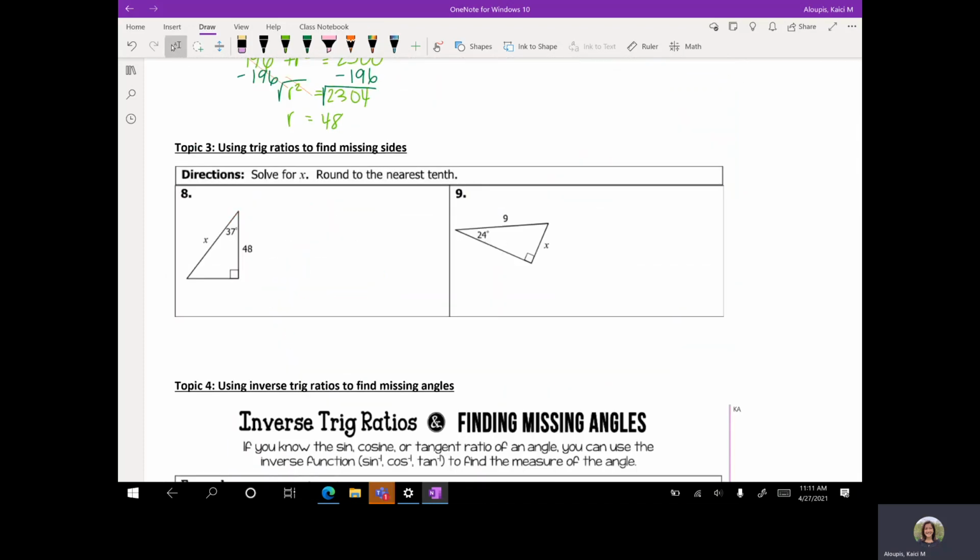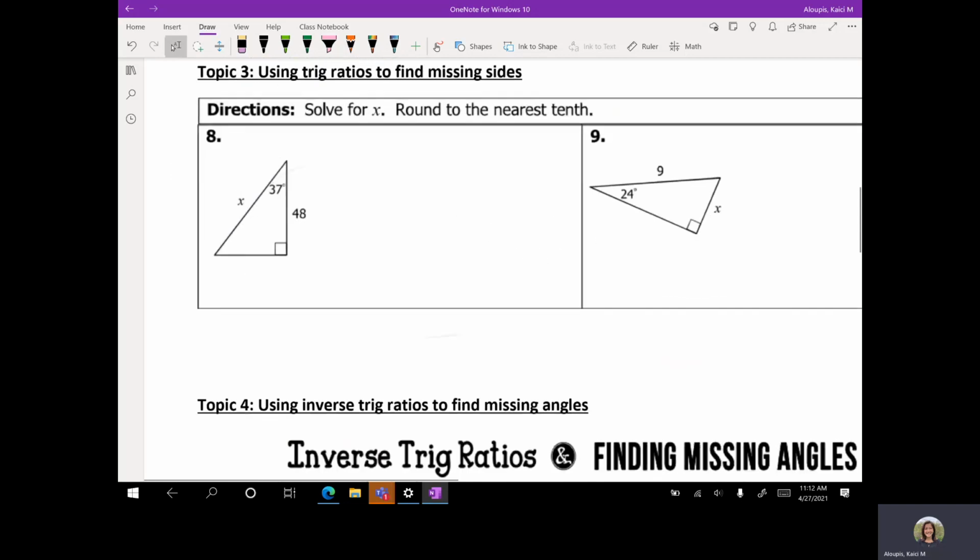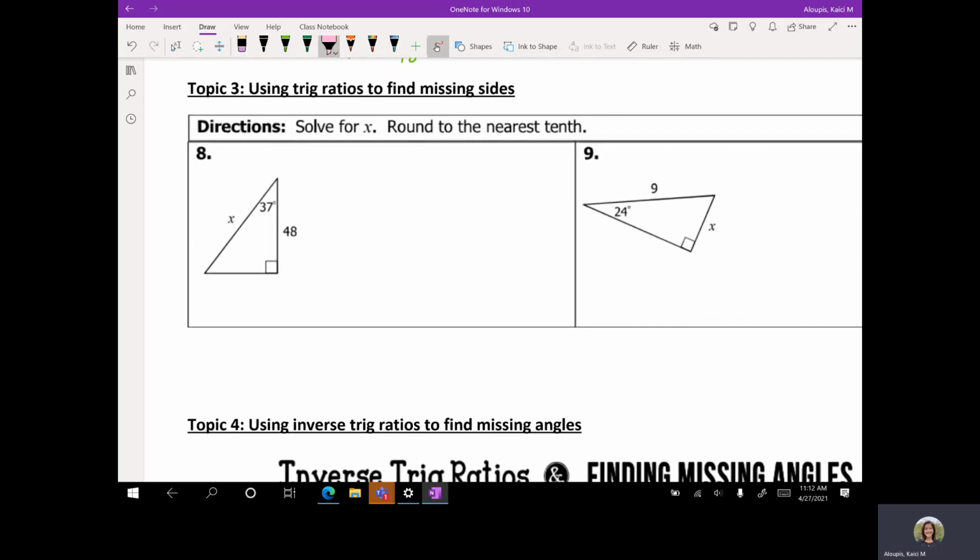Okay, done with topic 2, let's move on. Topic 3, using trig ratios to find missing sides. So we need to solve for the x side, whatever was labeled x. In this case, we have for number 8, let's check it out. We have this side that we don't know.